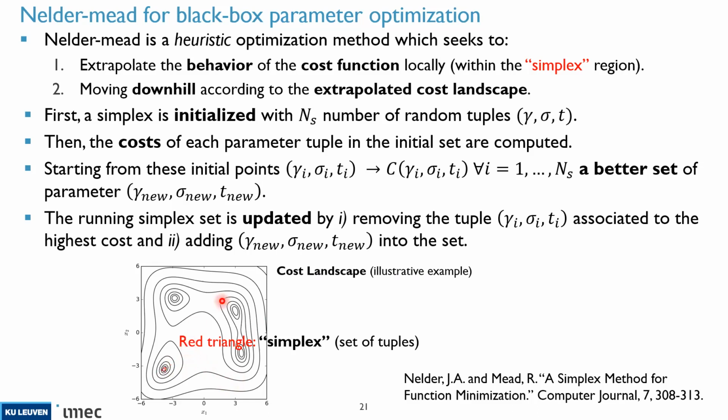It starts, as I said, from a certain set of initial points. So you need to start with, for example, NS number of gamma, sigma, and t drawn randomly, that would cover a large portion of the loss landscape. And then little by little, the Nelder-Mead will propose to you a new set of parameters, gamma, sigma, and t new at each iteration, that you can try and little by little converge to a local optimum. If you want more information, of course, there's the original paper listed here.